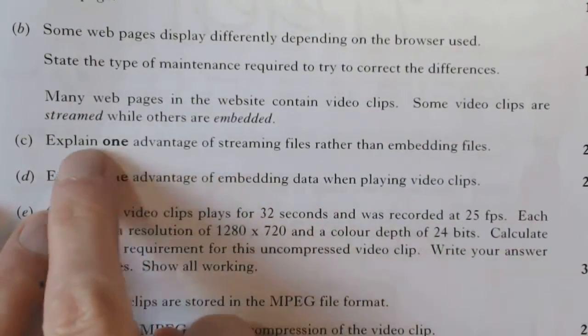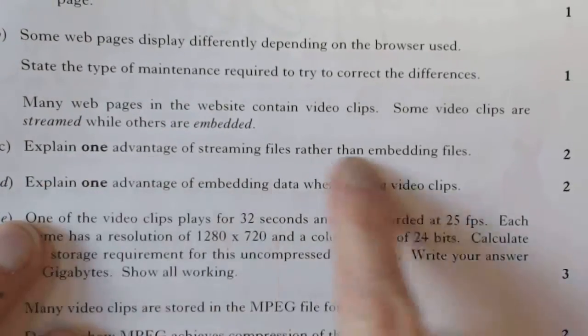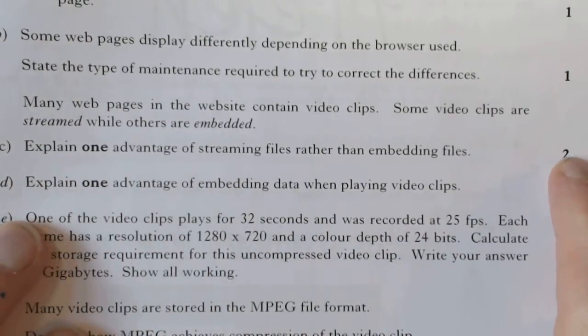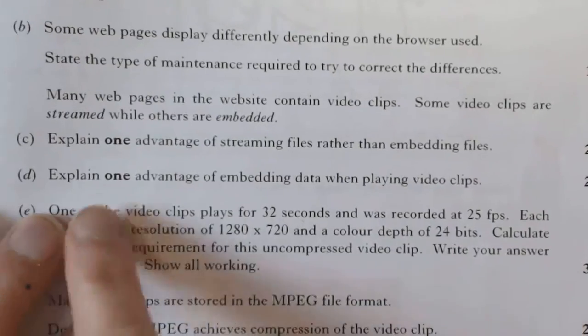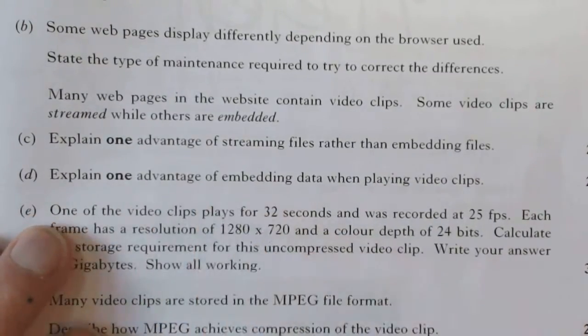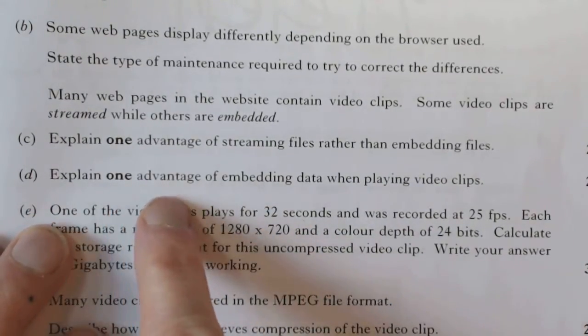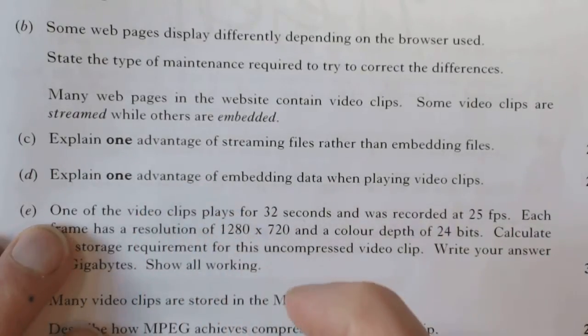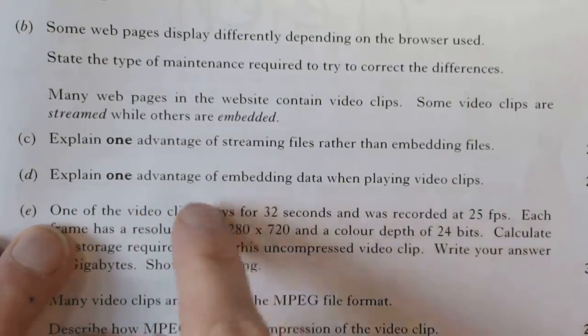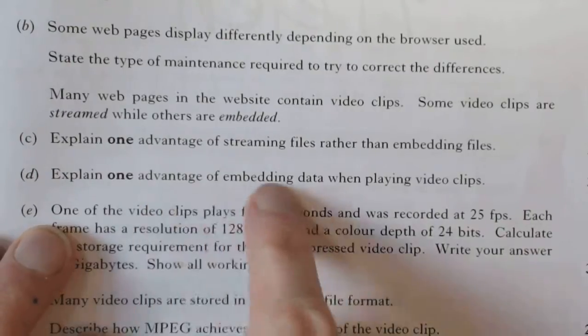And remember, it says explain, so you'd get 1 mark for pointing out the advantage and then another for actually explaining why it is an advantage. And one advantage of embedded video. Okay, so embedded video, you actually have the whole video clip, right? So it's all downloaded, so you can actually play it at any point in the video.